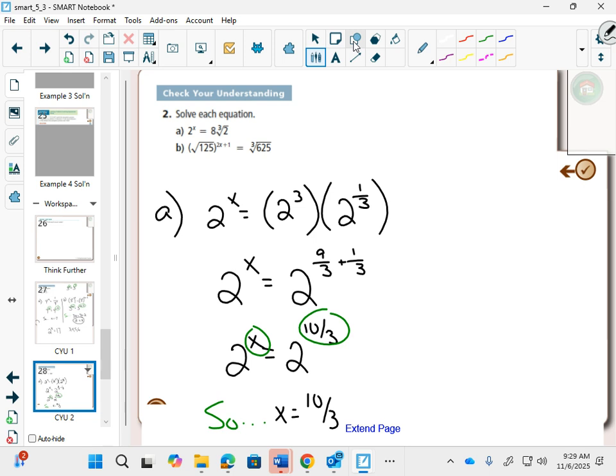I do it because I'm actually not doing a mathematical step there. I'm just doing an observation. And sometimes that's allowed in math, and sometimes that can cause you problems. In this case, it's allowed.